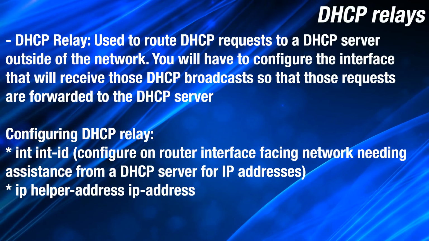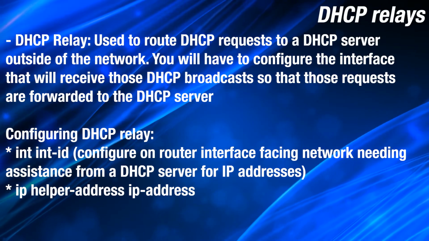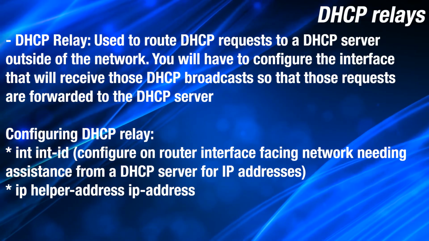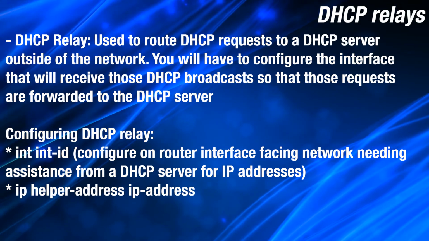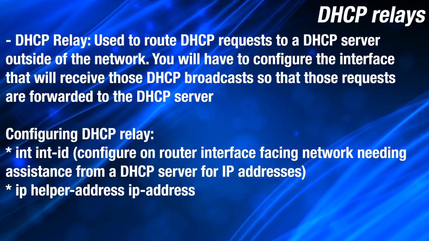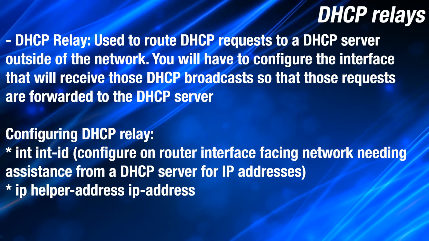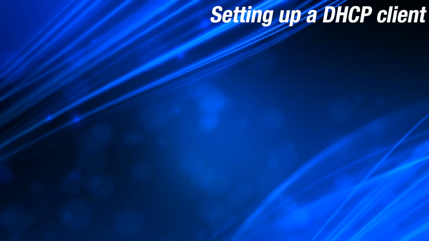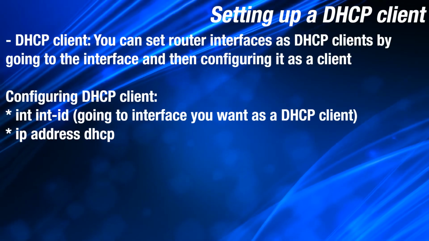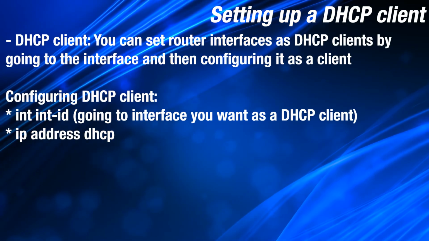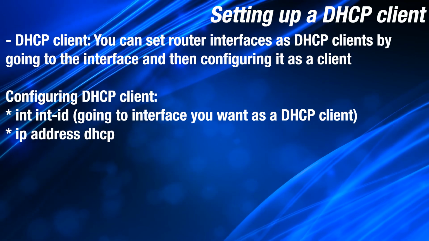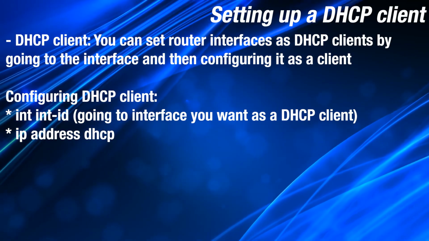Within a network, you'll want to configure DHCP relays. If you already have a DHCP server, or you just want one router to handle DHCP requests, you would use the ip helper-address command. With this command, you would follow up with the IP address of the DHCP server. If you wanted to set up a router interface as a DHCP client, you'd have to go into the interface and use the command ip address dhcp instead of an IP address.